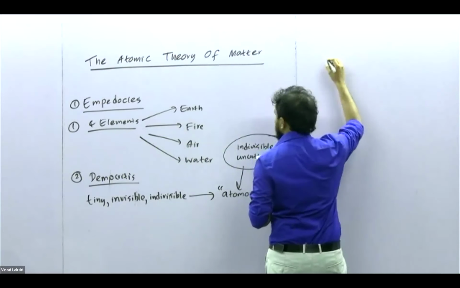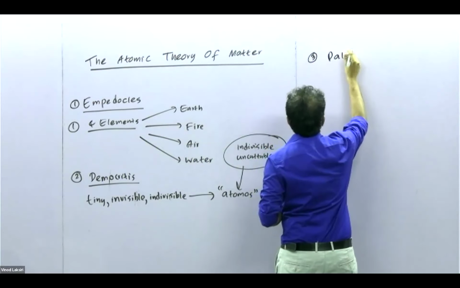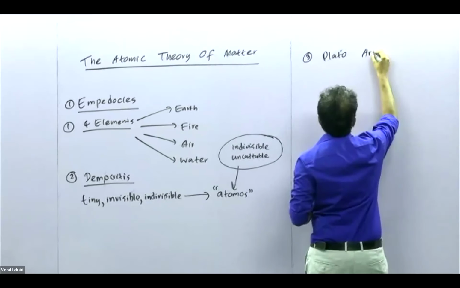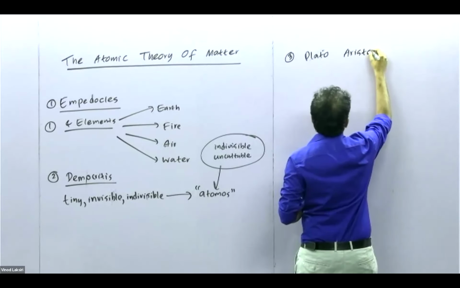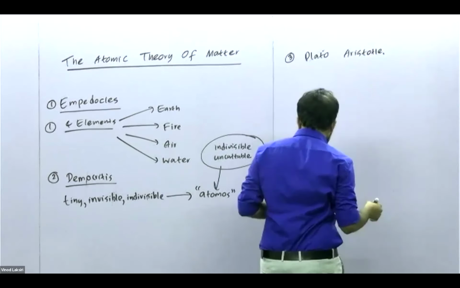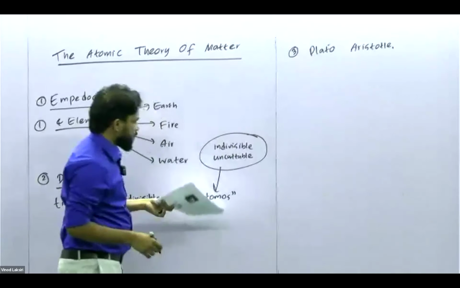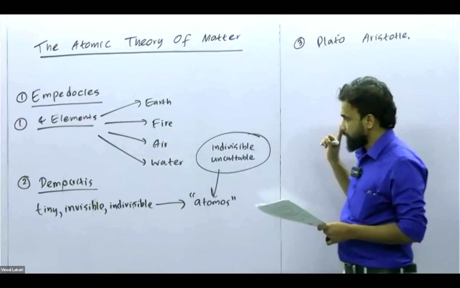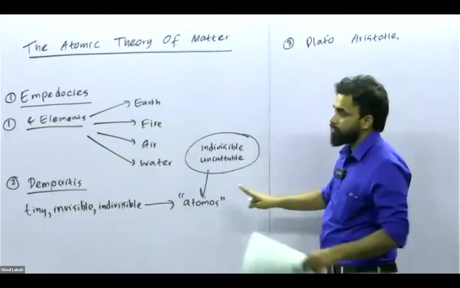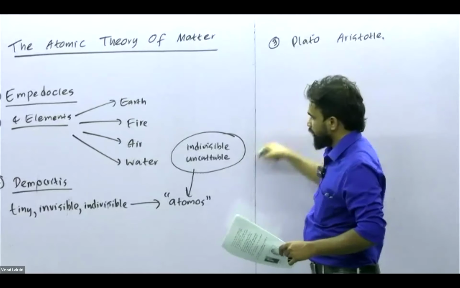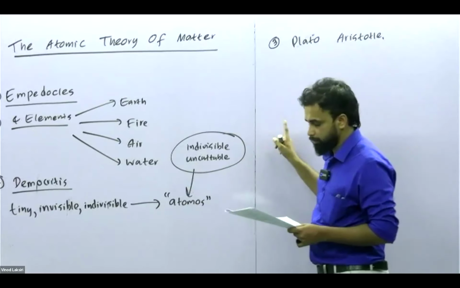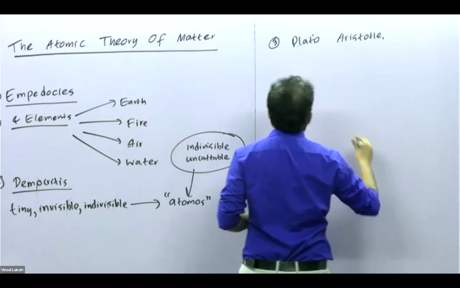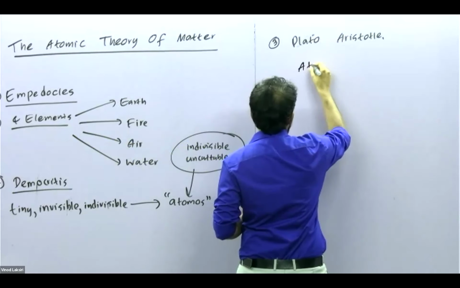Next one, Plato and Aristotle. Plato and Aristotle stated that there cannot be this kind of particle, right? That means they believed that all particles can be divided. Then they stated that this atomos concept is wrong. Therefore, what happened? The study about this atomos was stopped for a few years, right?